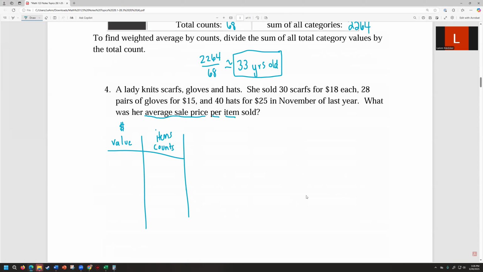So let's put what we know. We've got scarves, which I don't know why I spelled that wrong. Gloves. Maybe scarves is spelled with the F, I'm not sure. It's a good question. And then hats. We need to make some room for that because we need to put the money there as well. Scarves, gloves, hats. The scarves were $18 each, the gloves were $15 each, and the hats were $25 each. So this is our money value. There were 30 sold for the scarves, 28 sold for the gloves, and 40 hats sold.